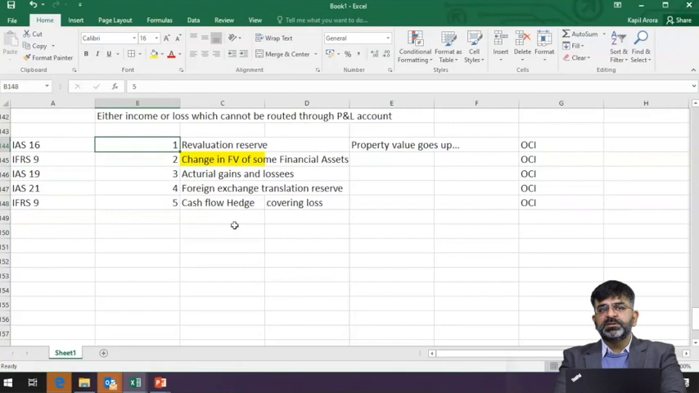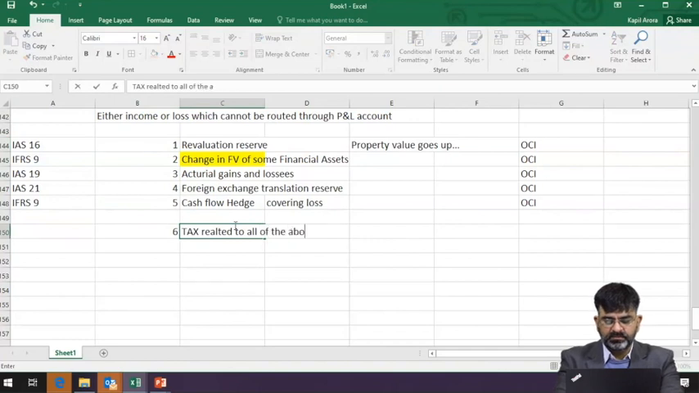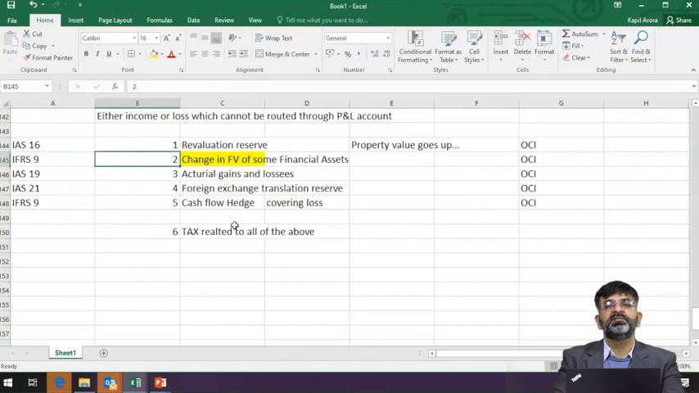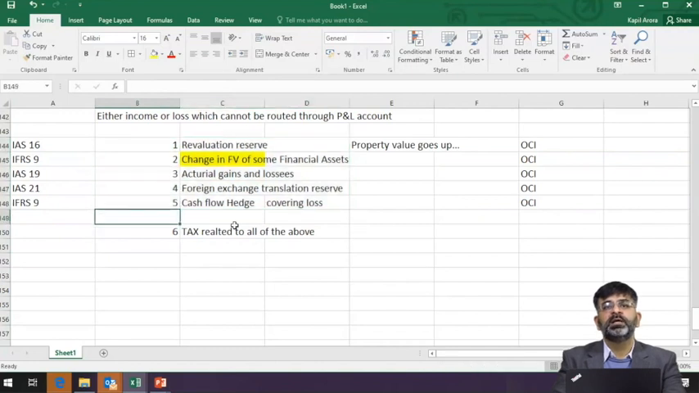So these are the 5 items which go to other comprehensive income. There is also a 6th item which goes to other comprehensive income, which is tax related to all of the above. If the tax item is there, if the deferred tax is there, which is related to any of these items here, this tax will also be going to my profit, or this tax will also be going to the other comprehensive income. Hope this is okay with everybody.